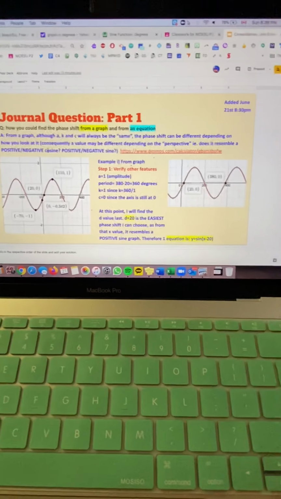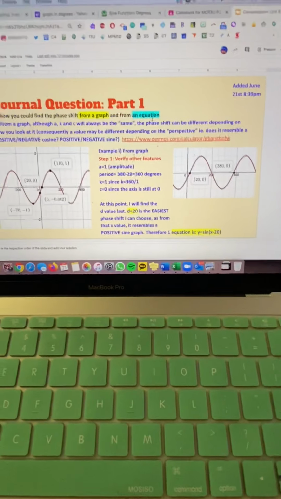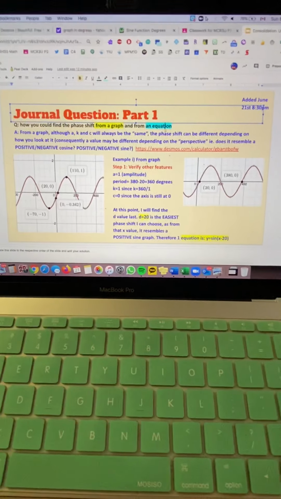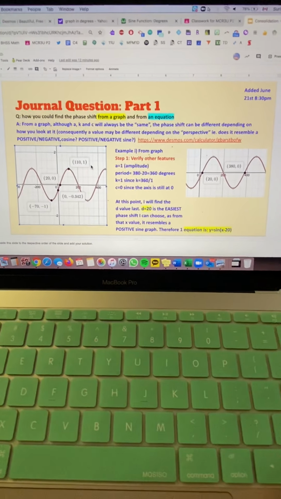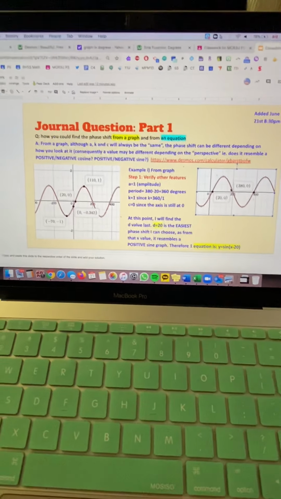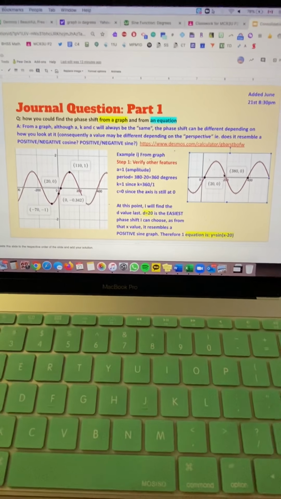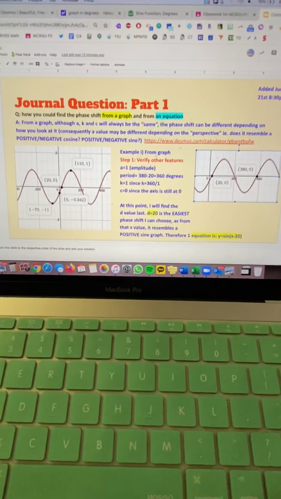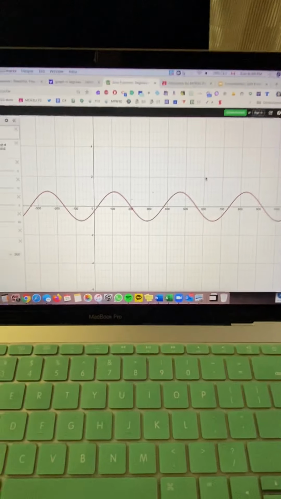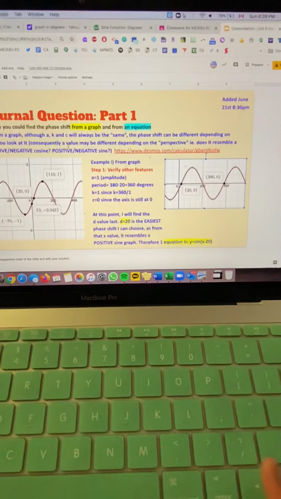Okay, so this is my quick explanation of this question. How could you find the phase shift from a graph or from an equation? So the first part, these are some random graphs that I drew using Desmos, and I had to specifically choose that it was in degree mode. So it looks something like this. And then I went about interpreting it.